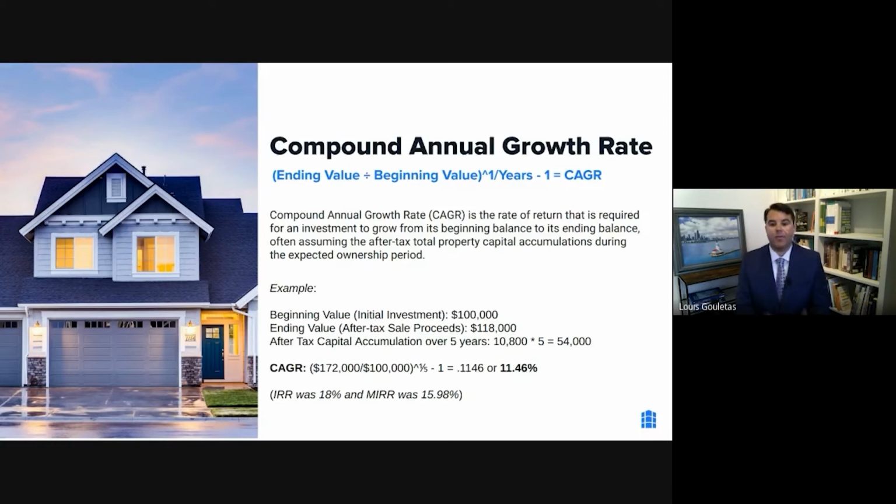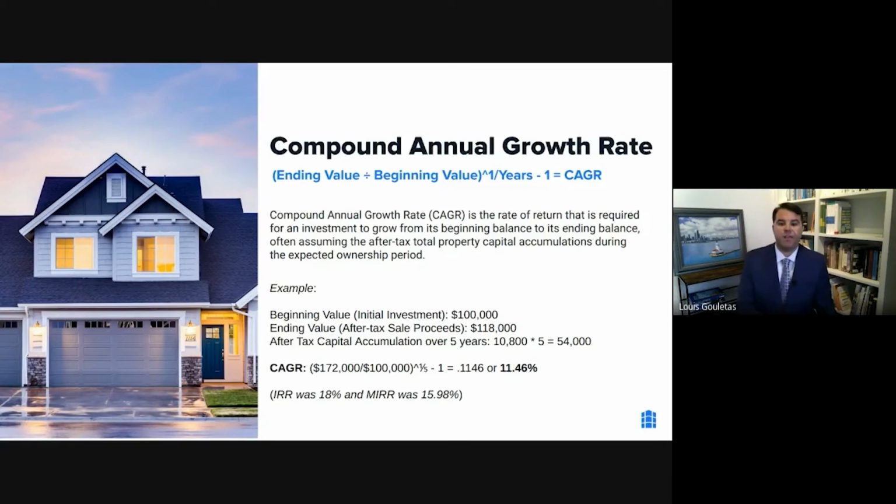How much capital have I accumulated over the last 5 years? So we can see here in this example that instead of being $18,000 per year, we said it was $10,800 over the 5 years. And we've accumulated $54,000 in capital accumulation after taxes. And then we can look at the after-tax proceeds, say that was $118,000. We combine those two together.